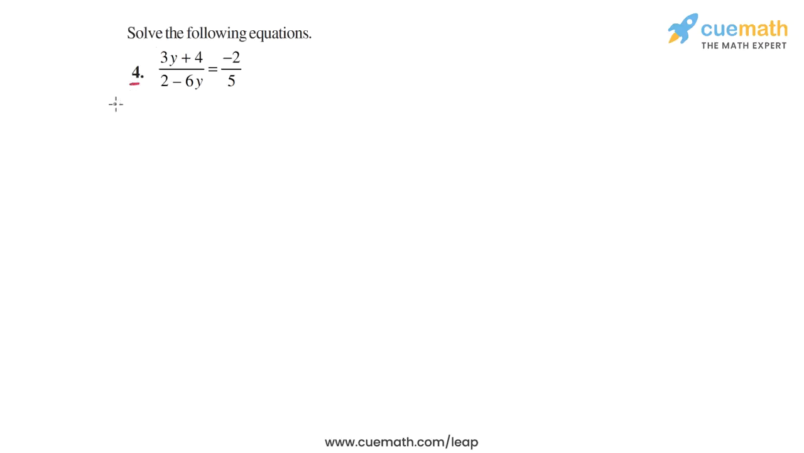In question number 4, we have to solve this equation which has (3y + 4)/(2 - 6y) on the left side, and on the right side we have -2/5. So what we can do is the cross multiplication of the denominators. We can take this 5 on the RHS into the numerator on the left hand side, and we can take this 2 - 6y, the denominator of the LHS, into the numerator on the RHS.